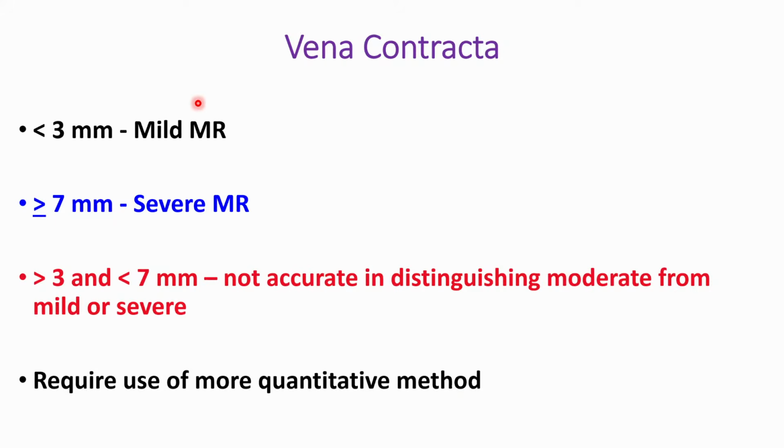If it is less than 3 mm, we call it mild MR. If it is more than 7 mm, it will be severe MR. Between 3 to 7 mm, it is relatively less reliable, and depending upon other parameters, we can classify it as moderate MR.